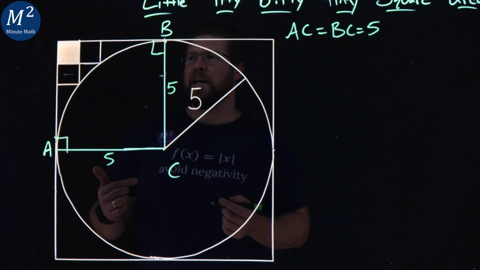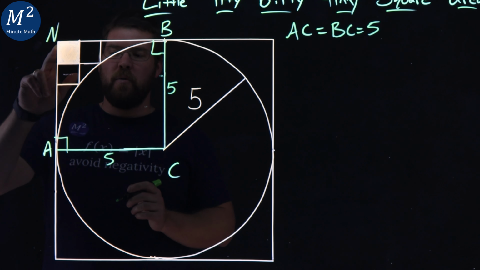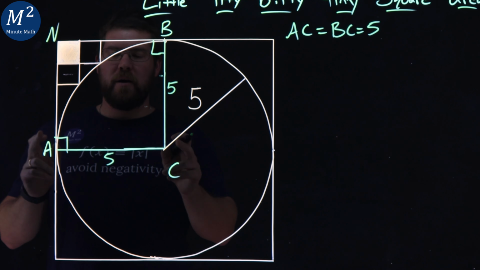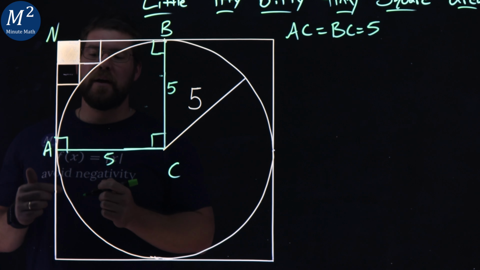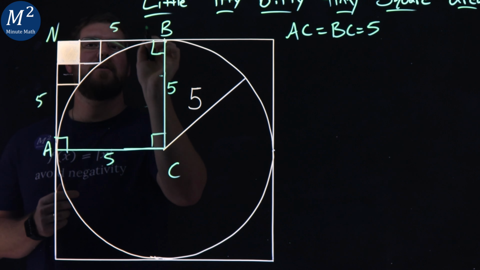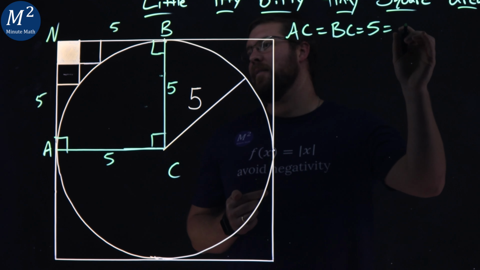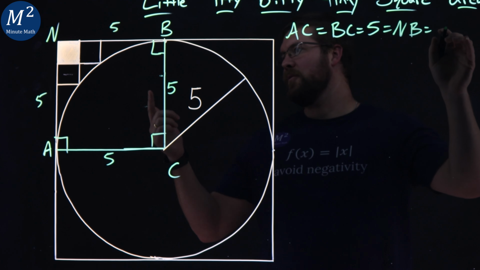Then let's also label that point N up here. We know that if it's a square, we have a right angle, and there's going to be a square right here. Across is also 5 here, and this is 5 as well. So we can keep this going, and B is equal to 5, which is equal to NA.